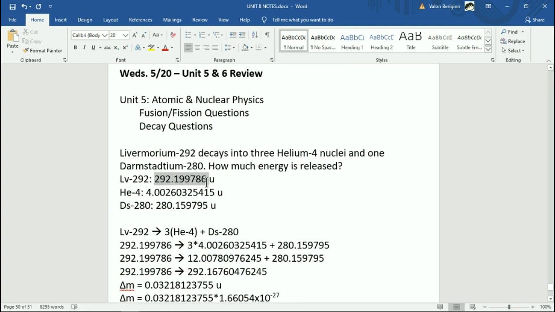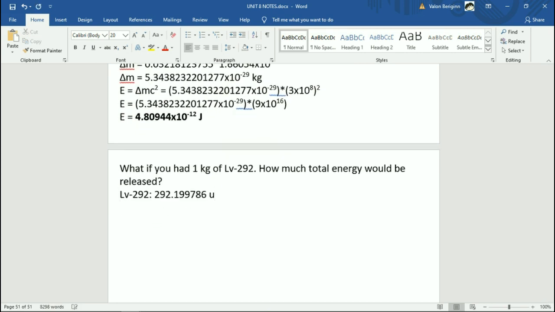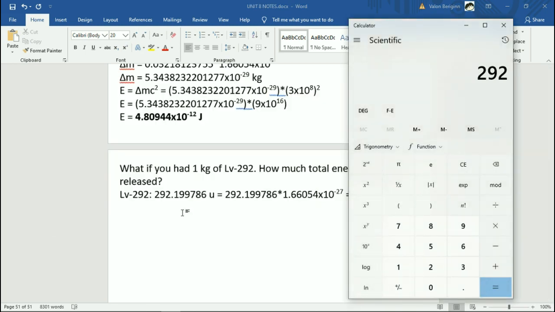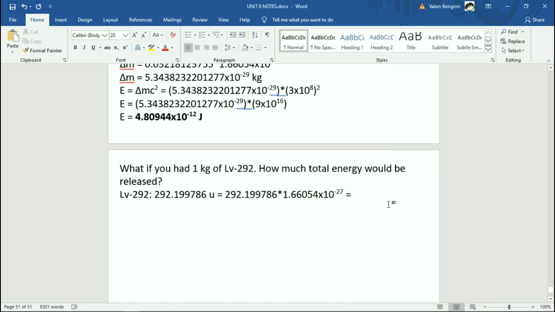Now we have the mass here in u. Let me just copy this here. So in kilograms, what number here? So we have, let's see, 292.199786 times 1.66054 times 10 to the minus 27. All right, so 4.852 times 10 to the negative 25. That is our mass of one livermorium atom.